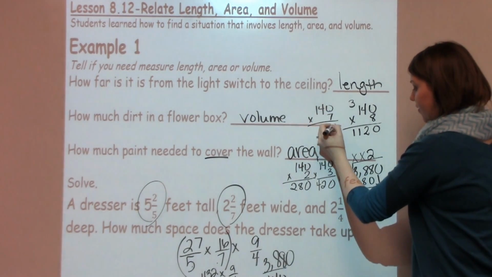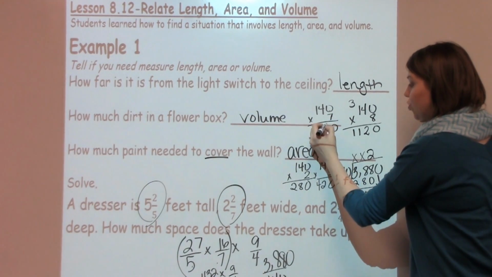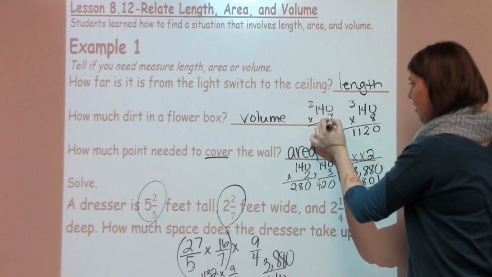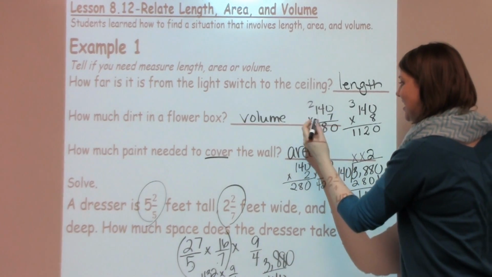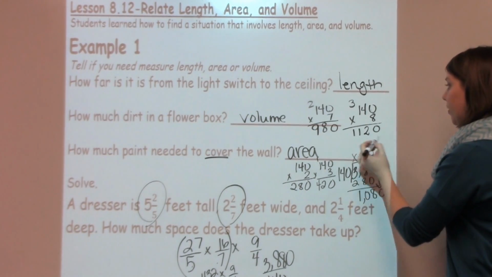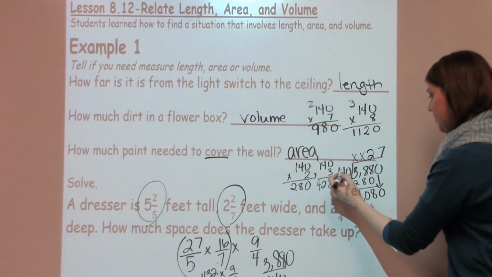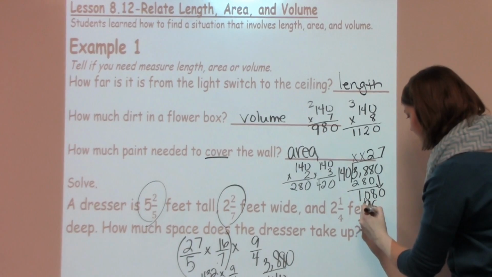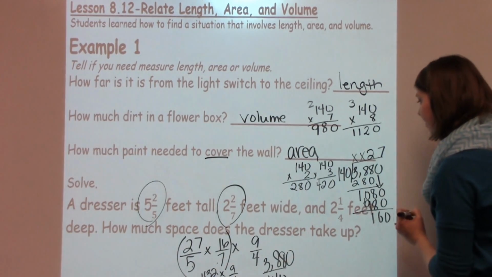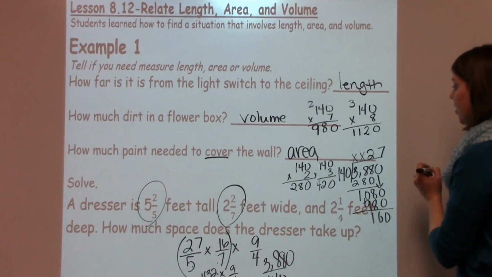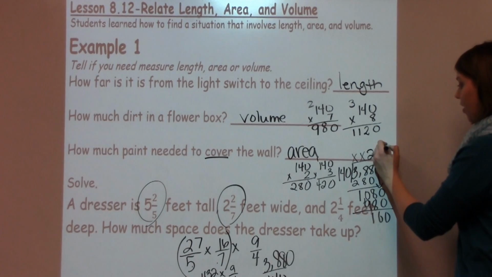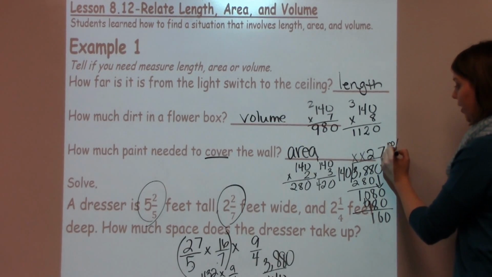0 times 7 is 0. 4 times 7 is 28. Put my 8 down, carry my 2. 7 times 1 is 7, plus 2 more is 9. So I've got 980. I'm going to go ahead and write down my 7. 7 times 140 is 980. When I subtract, I've got 100 left. So I know that this is as close as I can get. I've got 27 and 100 over 140.